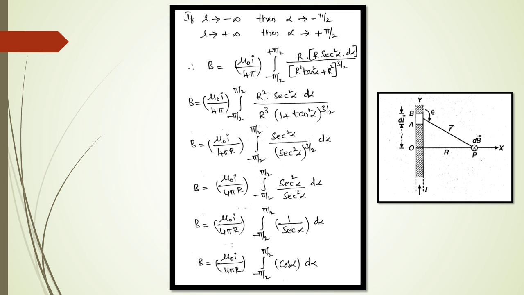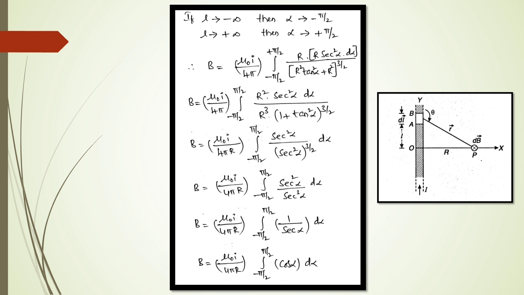If L tends to minus infinity, then the angle alpha tends to minus pi by 2. And if L tends to plus infinity, then alpha tends to plus pi by 2. So here we are converting the integral of length elements into angle.